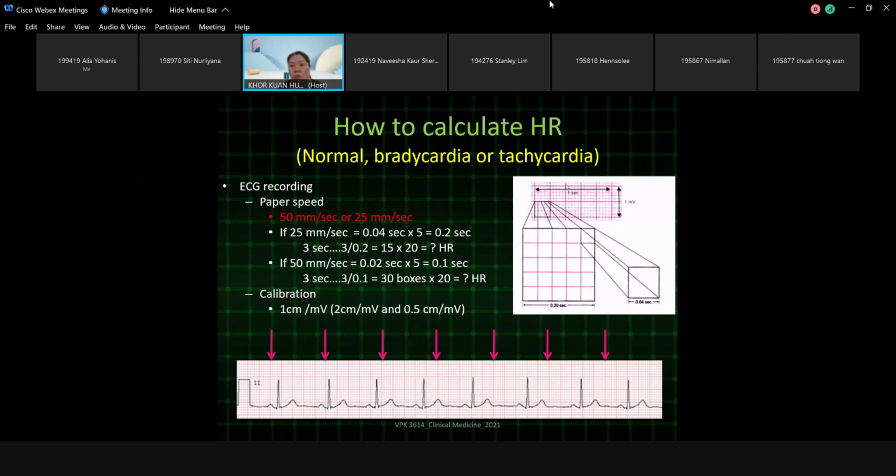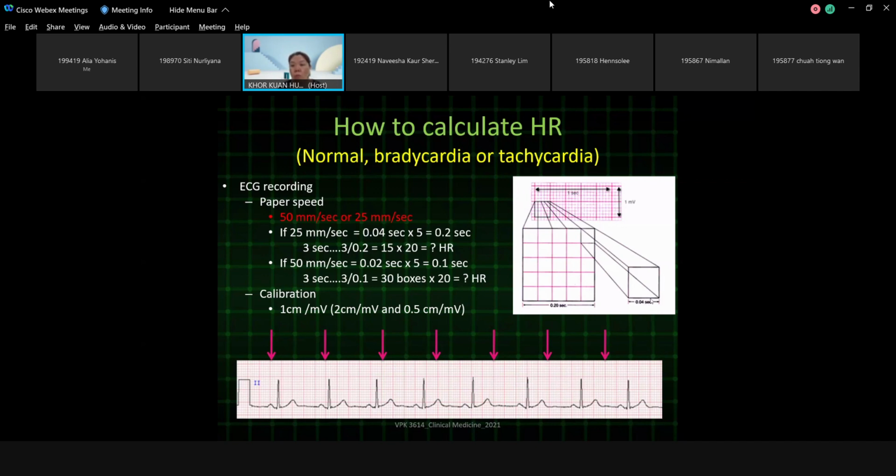Okay, it's equivalent to all these 10 boxes. So when we are calculating information, we're actually getting it from these 5 boxes, 5 times 5 boxes. So here it says that this one, the duration is 0.20 second. And this small little box here is 0.04 second. Okay, how did they get that? It's normally based on paper speed. So this is all based on paper speed.